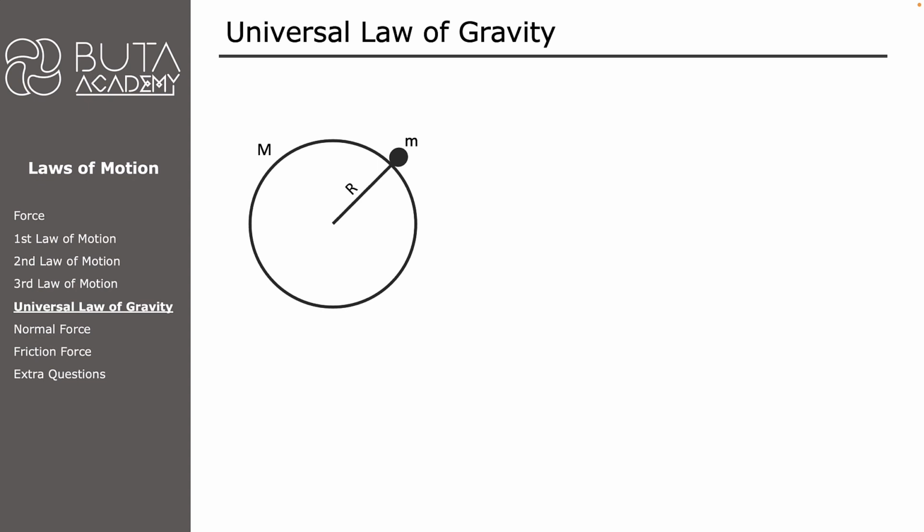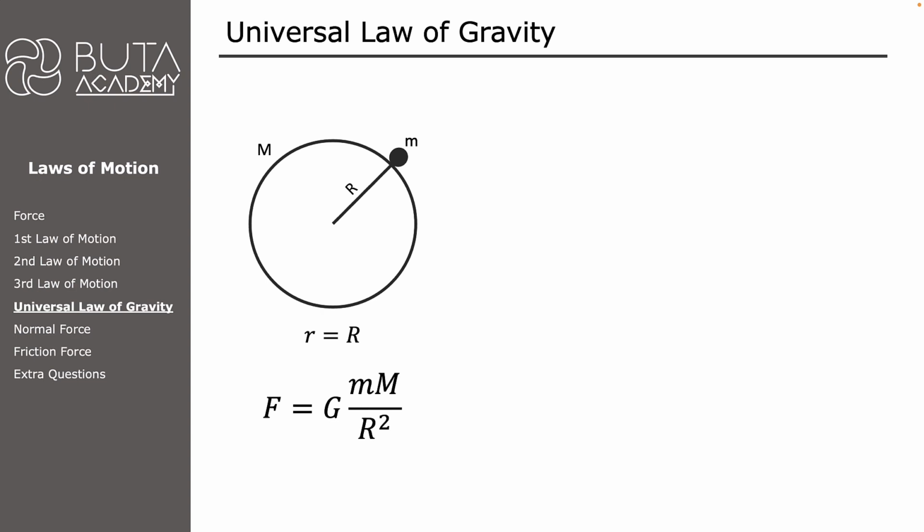Another convention is to use uppercase R for the radius of a planet. As the radius of the object is negligible compared to the radius of the planet, we can say that the distance between the centers of the planet and object is equal to the radius of the planet. In this case, we can formulate the force of gravity as seen on the screen.